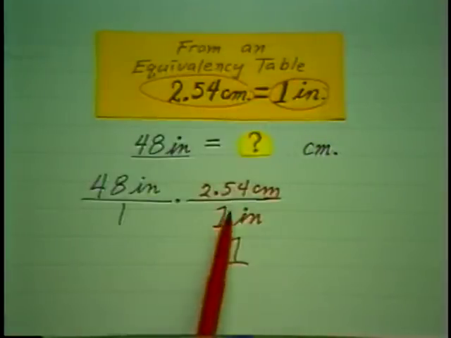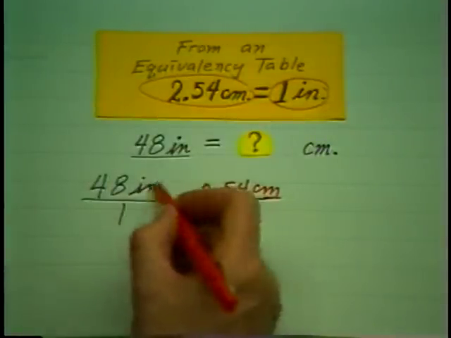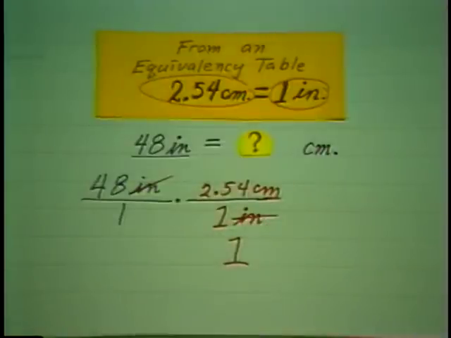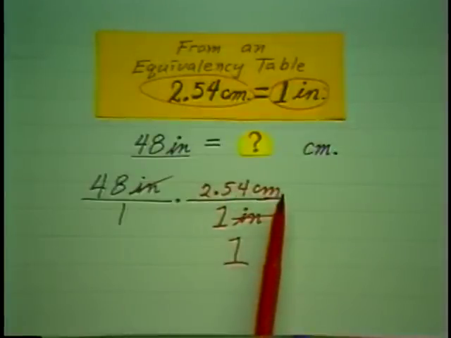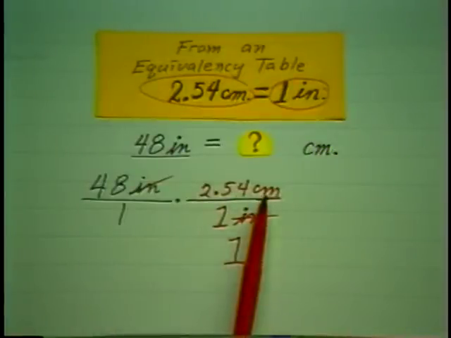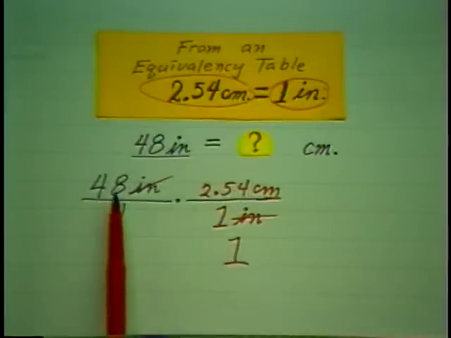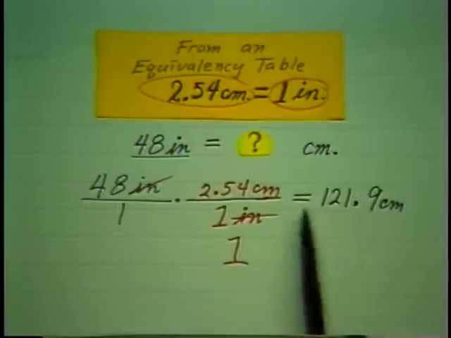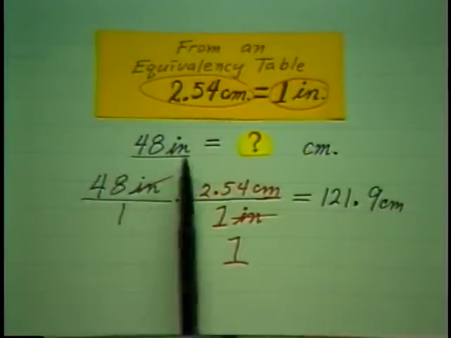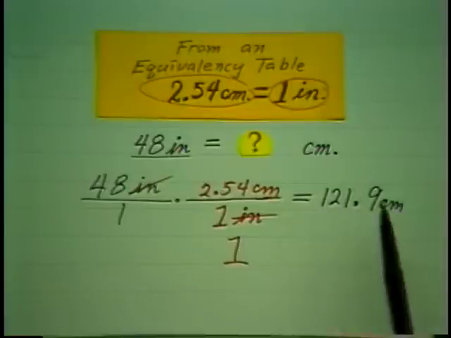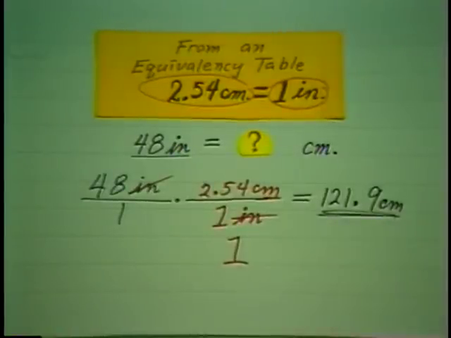But now, because I'm multiplying, I can cancel the inches off, and what I have left is centimeters, and it says that I have 48 times 2.54 centimeters. So it's not only telling me that I have centimeters, it's telling me what to do with those numerical coefficients or multipliers. And multiplying, I have my answer. The 48 inches is 121.9 centimeters. Really, that's the whole show right there.